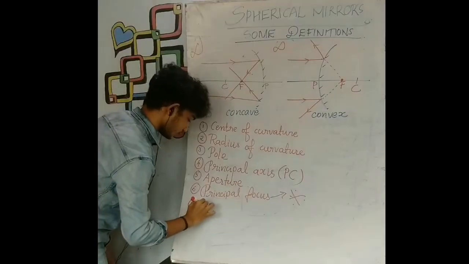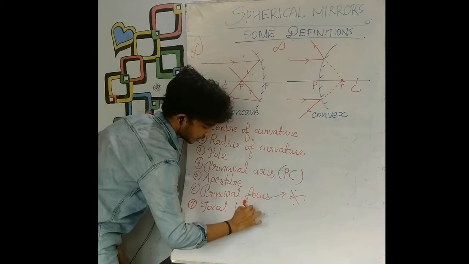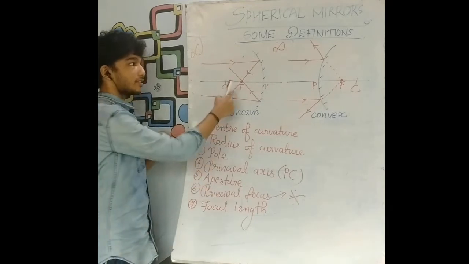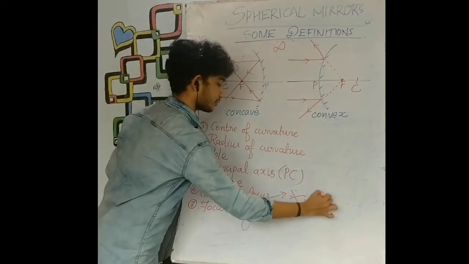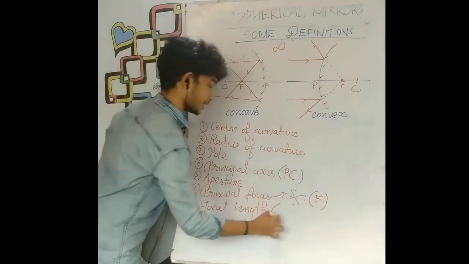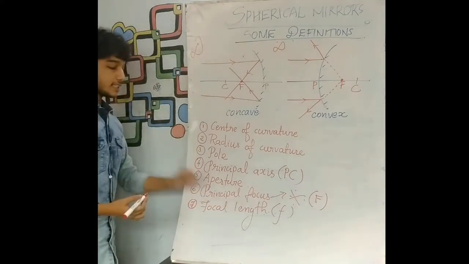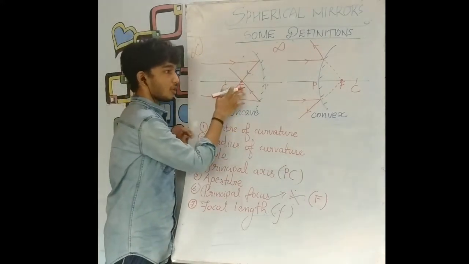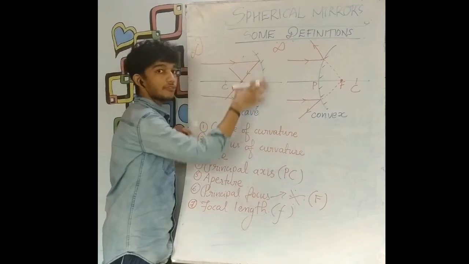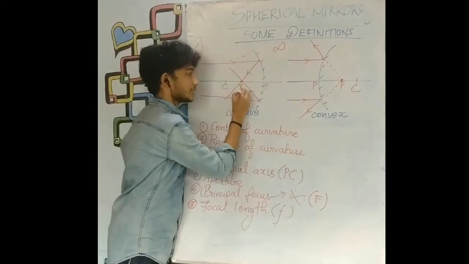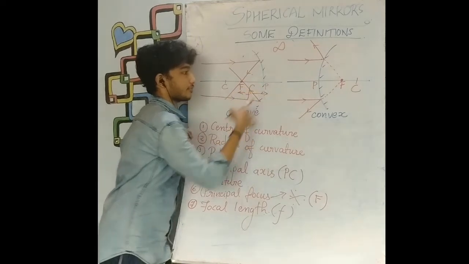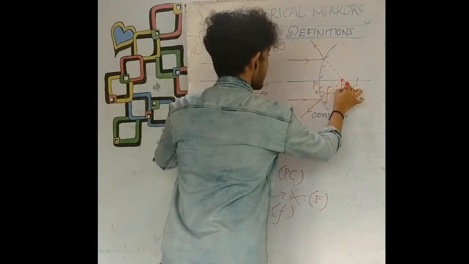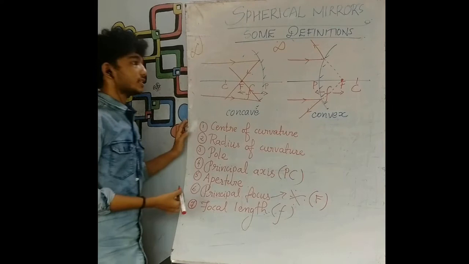And the last but important term that I am going to introduce is focal length. The principal focus we have denoted by capital letter F, and focal length we will denote by small letter f. So let us see what is the focal length. Focal length is nothing but the distance between the focus F and the pole P of the spherical mirror. This distance is known as focal length f. Similarly, here also the distance between the pole P and the principal focus F is known as the focal length of the spherical mirror.